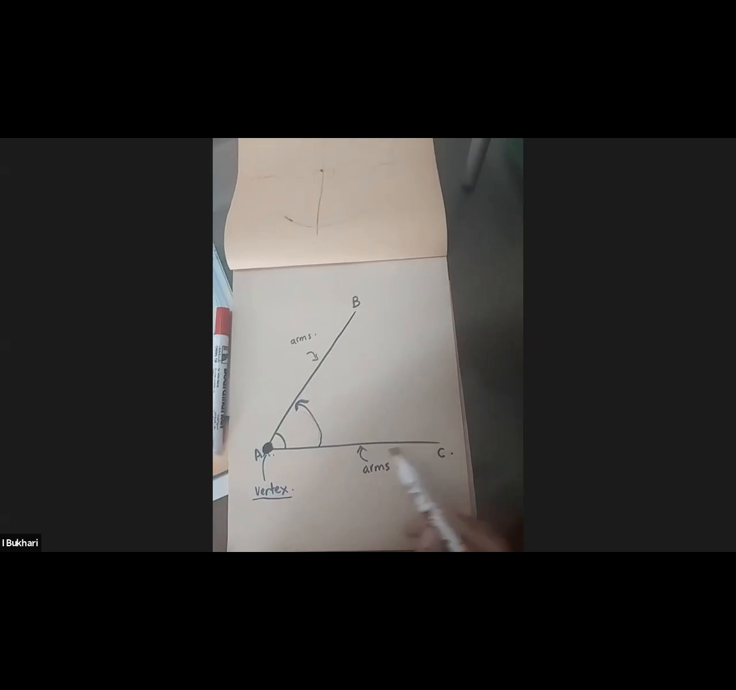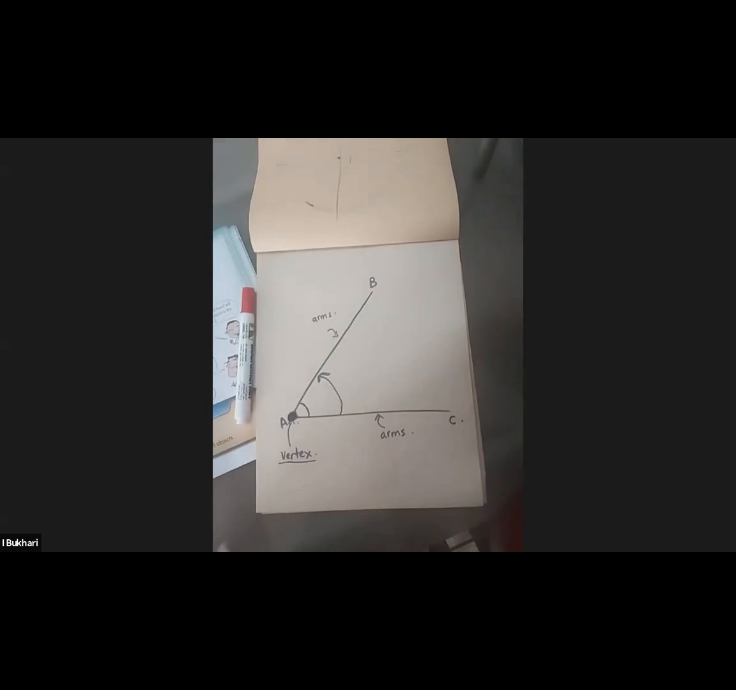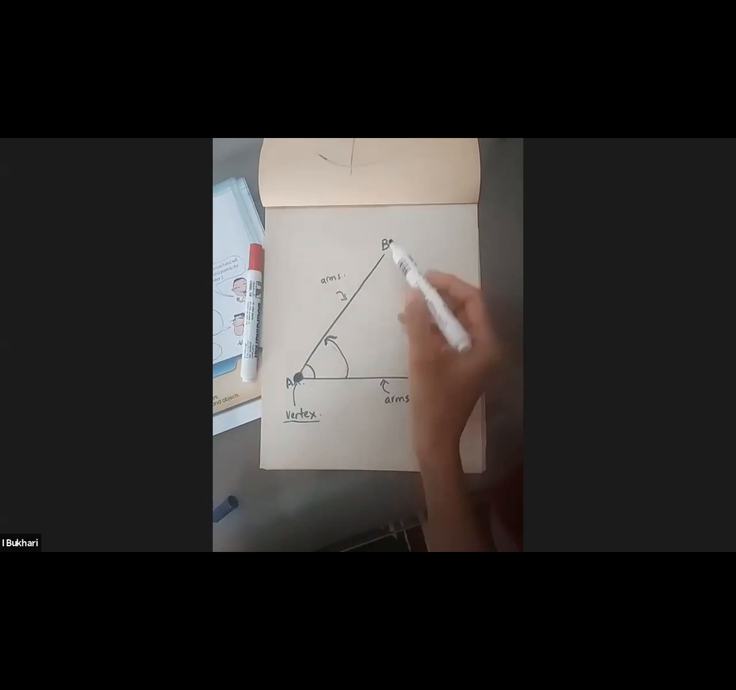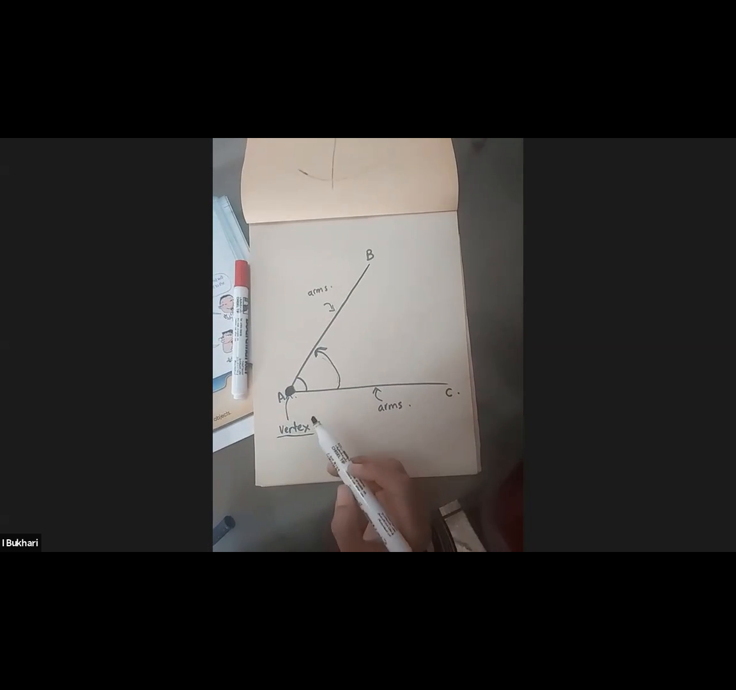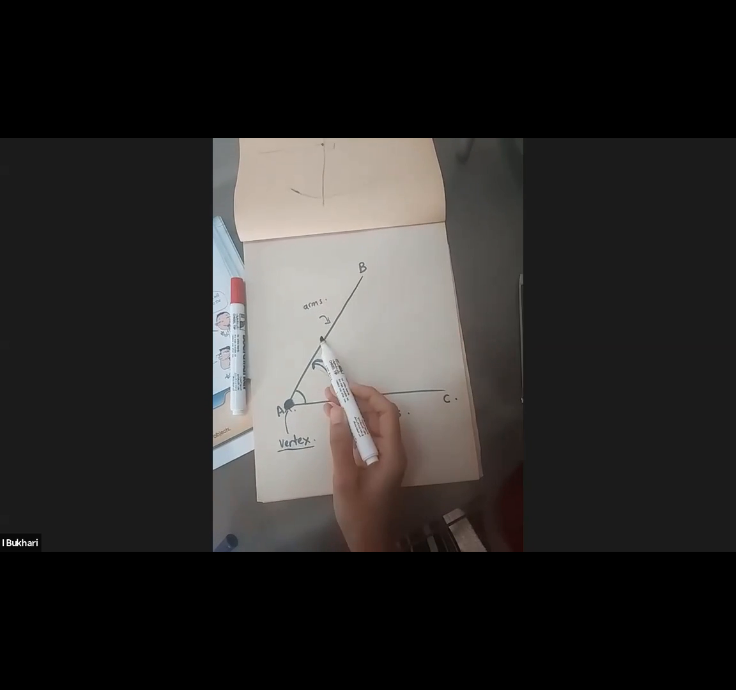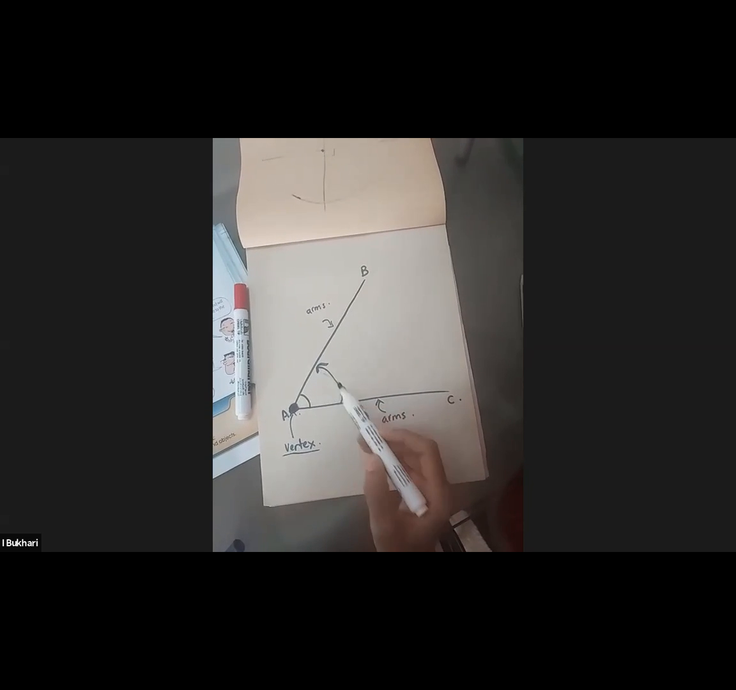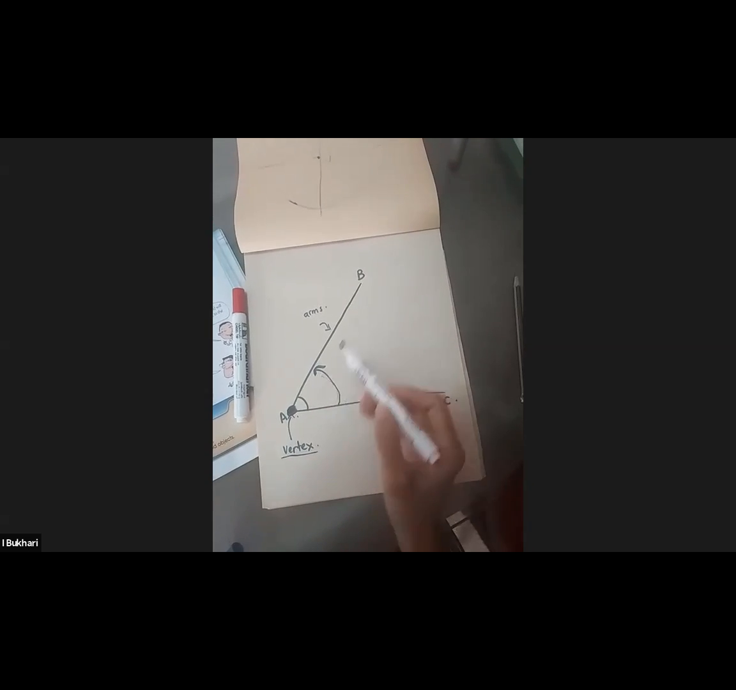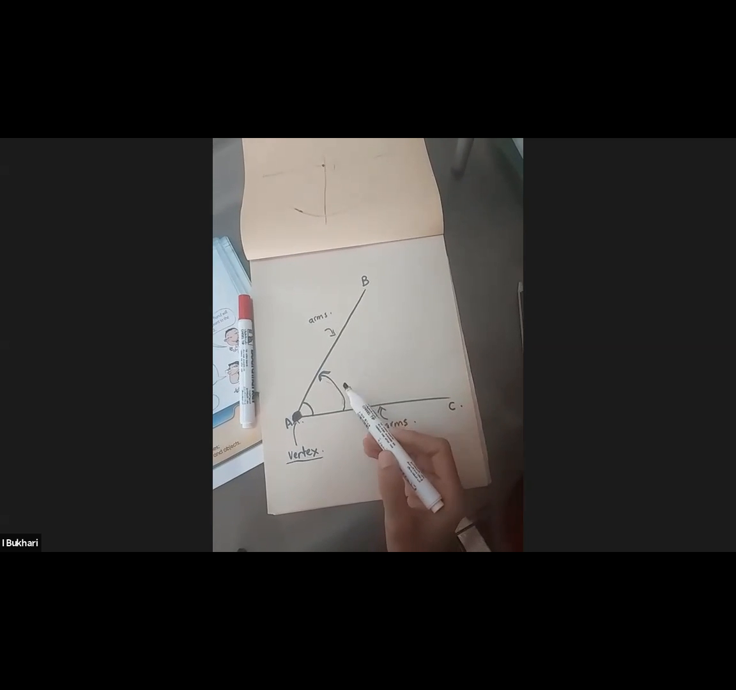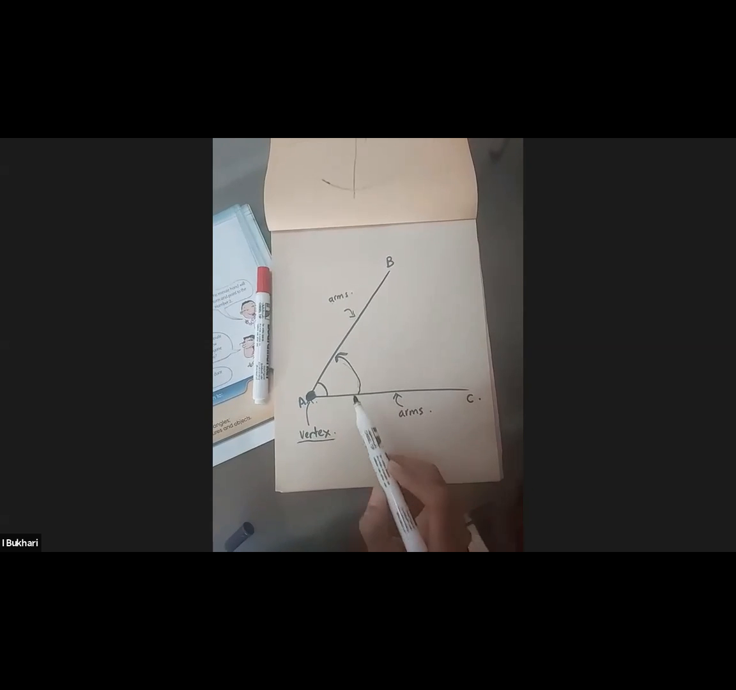If I name this angle as A, B, and C, then AC is one arm and AB is the other arm. And my angle would be the turning between AC and AB. So if you understand the basic definition, the basic explanation of angle, then it would be easier.